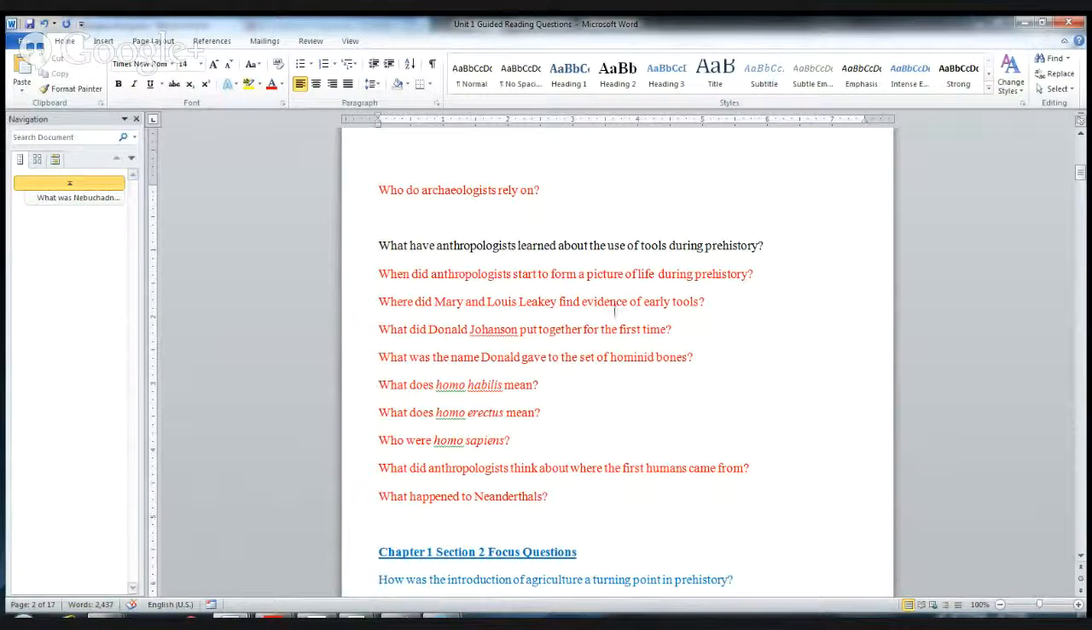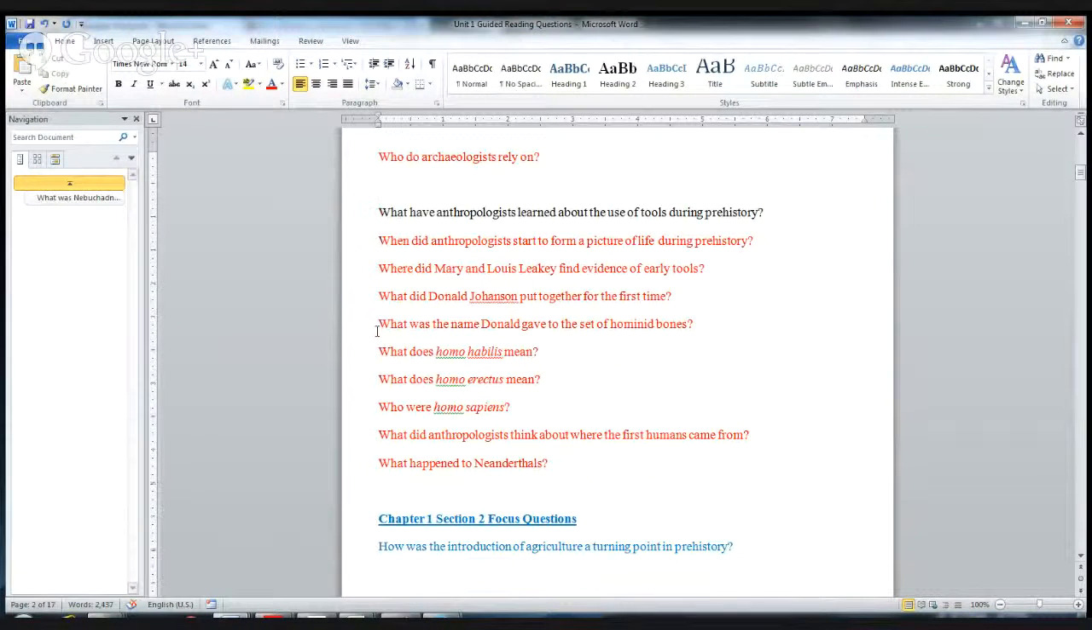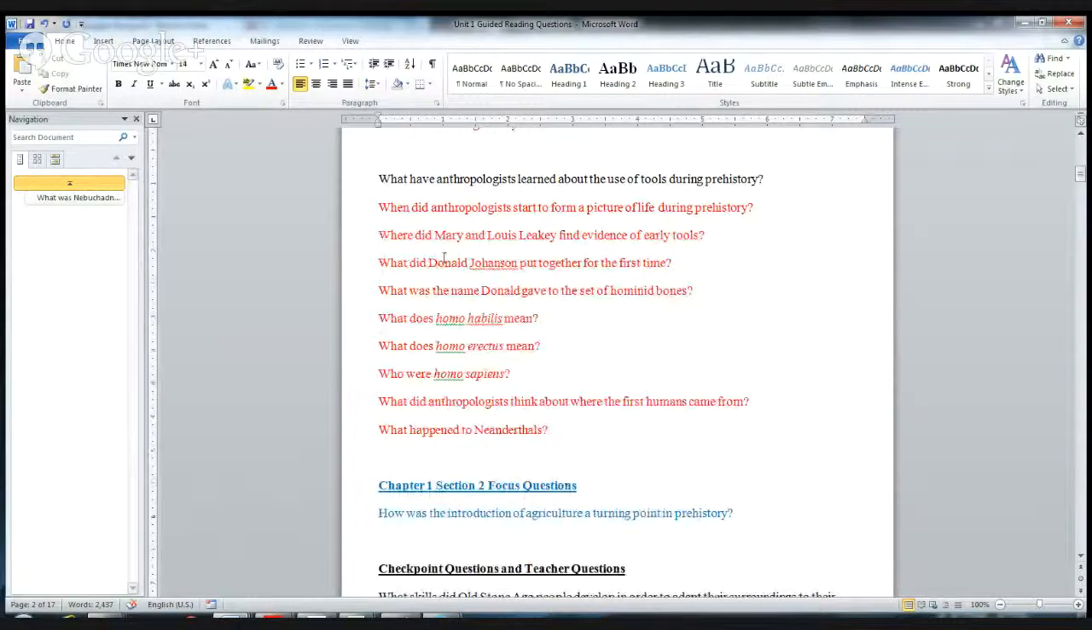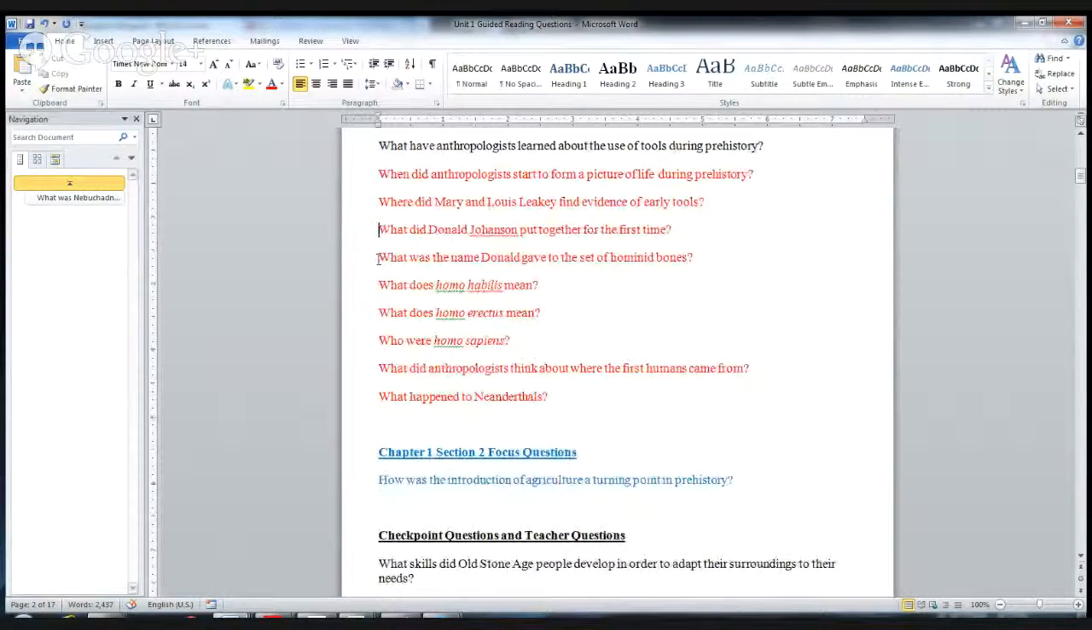Where did Mary and Louis Leakey find evidence of early tools? What did Donald Johanson put together for the first time? What was the name Donald gave to the set of hominid bones?